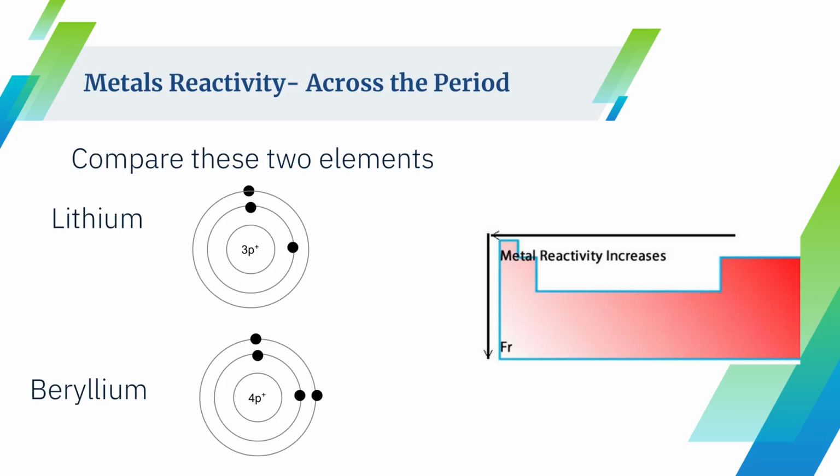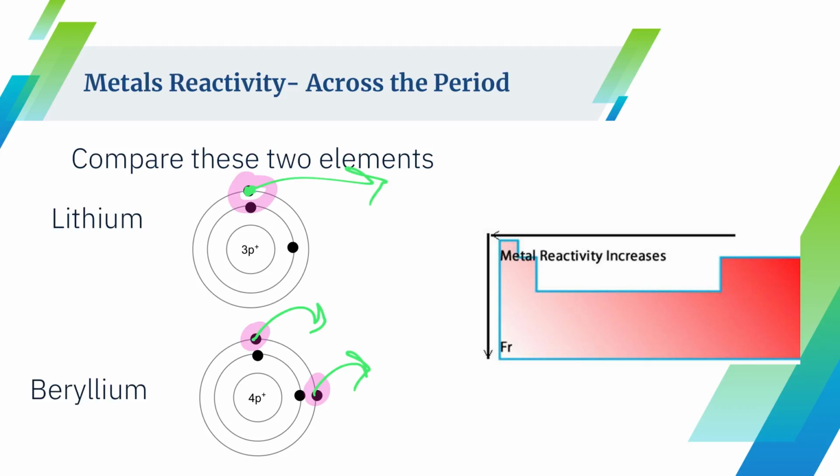Metal reactivity across a period. Look at these two elements, lithium and beryllium. What is the difference between the two? Lithium has one valence electron, and beryllium has two valence electrons. Lithium only needs to give up this one electron to have a completely filled outer shell. Beryllium needs to give up this electron and this electron. So lithium is more reactive than beryllium because it only needs to give up that one.